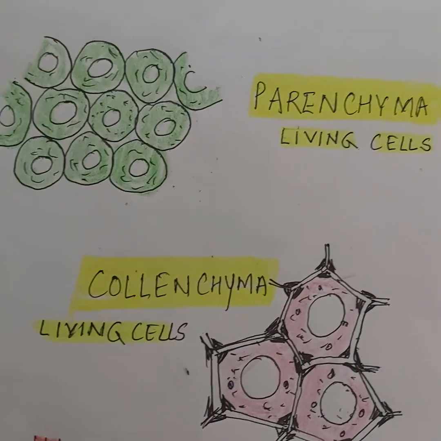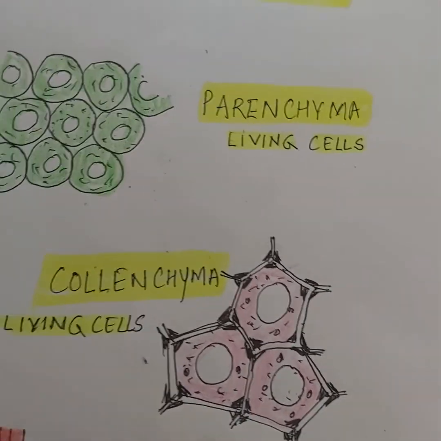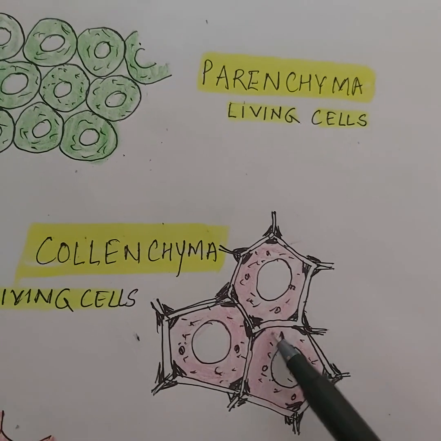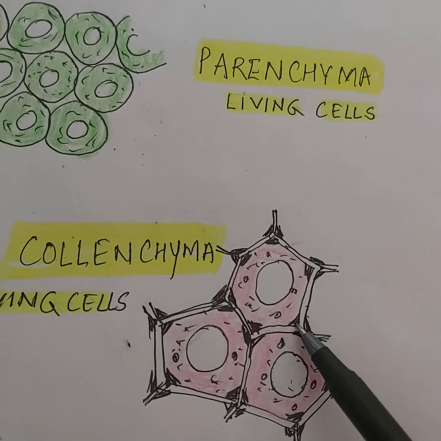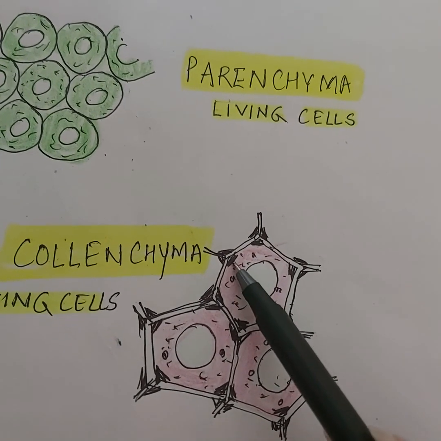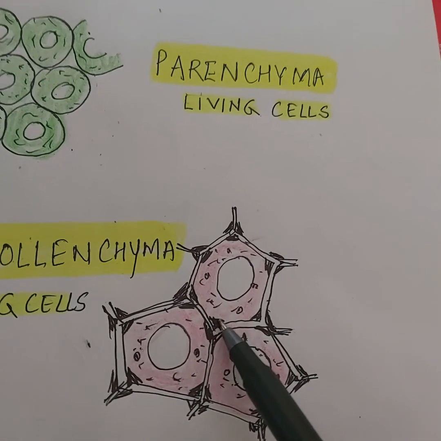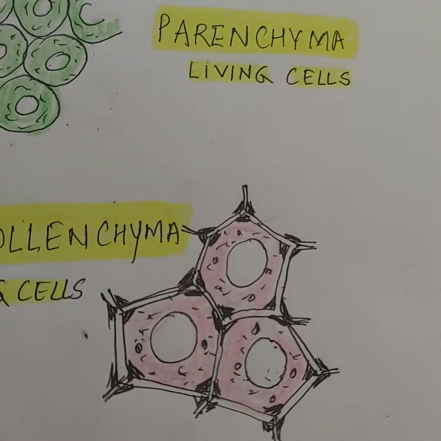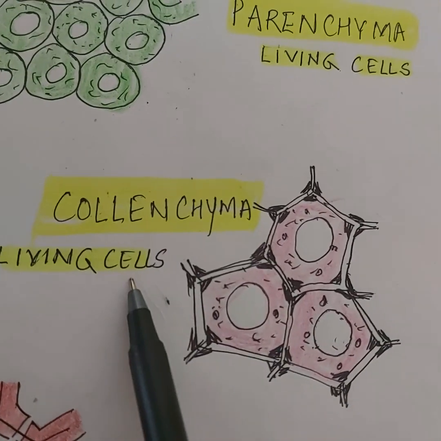If you compare the structural features of parenchyma and collenchyma, you will see cells are roughly hexagonal or polygonal. They do not have intercellular spaces. Their cell walls are thin, but at the corners you can see irregular depositions. Wherever several cells are meeting, at the corners you can see irregular depositions of cellulose and pectin.